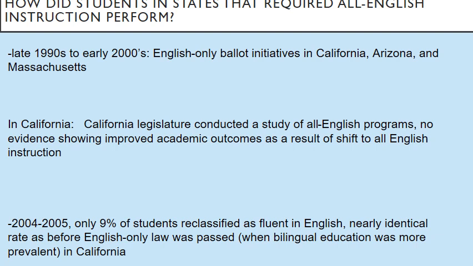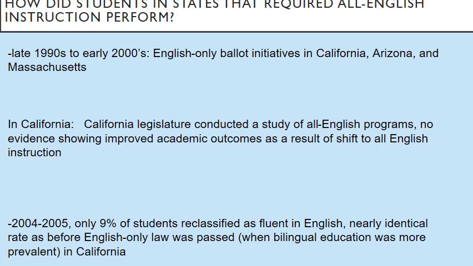In California, the actual legislature conducted an official study of all the different English programs in the state. They found that there was no evidence that because they had made their programs all English, that students had improved. So basically, there was no difference in English performance when students had bilingual programs versus when students had all English programs. The only main difference was students lost their native language with the all English programs.